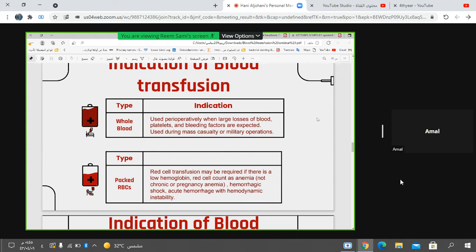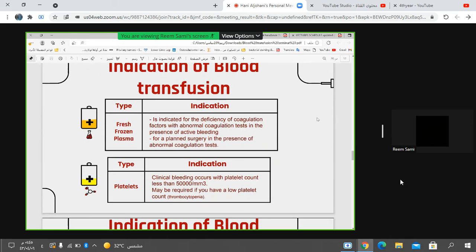Iron. Yes. Also, there is erythropoietin. Yes, you are all correct. Now, what about the fresh frozen plasma?